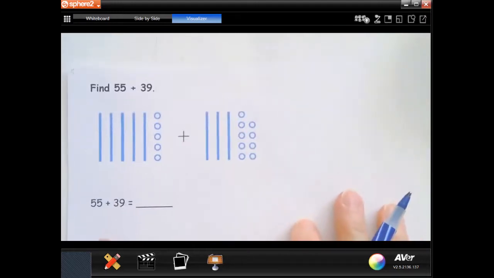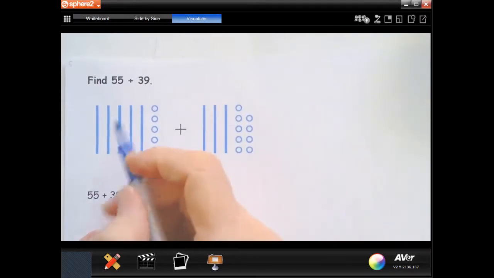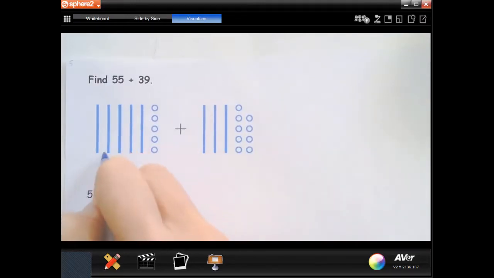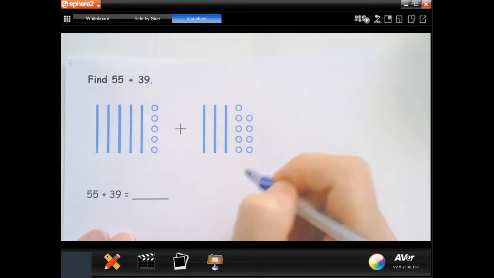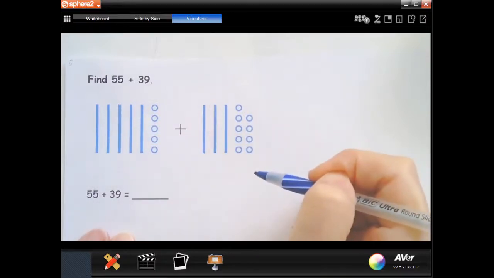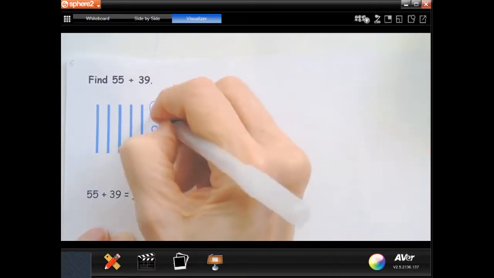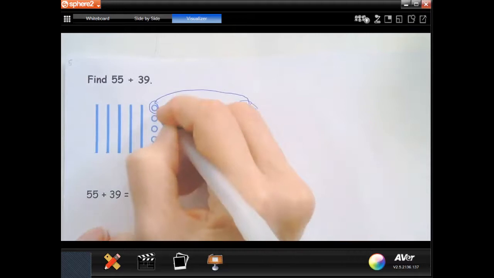Now we're going to find 55 plus 39. So 55, how many tens do we have? 1, 2, 3, 4, 5. 39 has 3 tens. And I have 5 ones and 9 ones. Can I regroup? Can I make another 10? I certainly can. I'm going to take this one and move it right over here. And now I have a whole another group of 10.